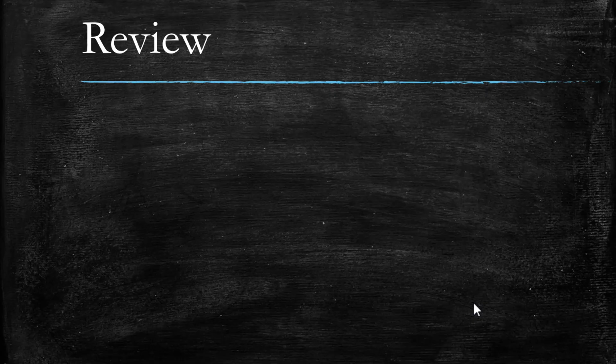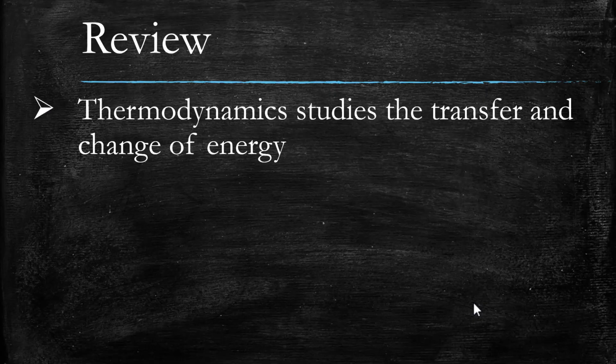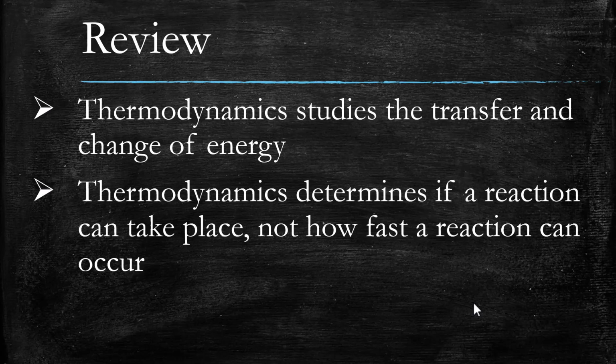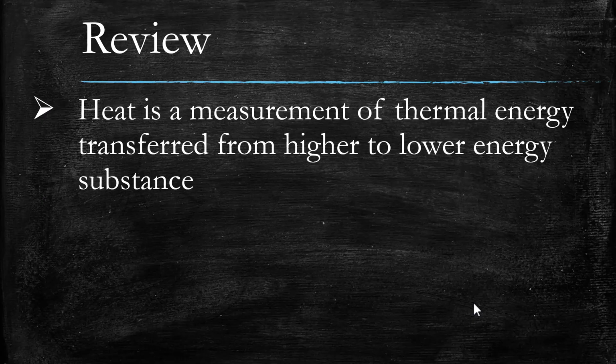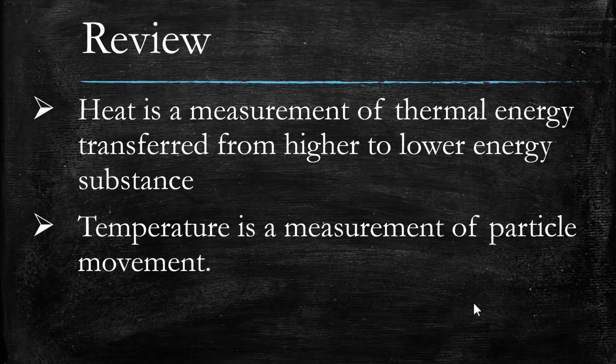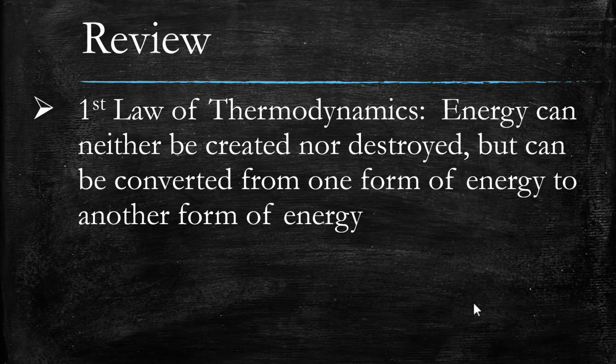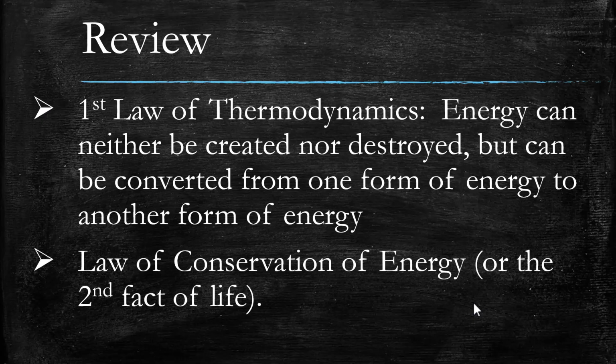To review the highlights, thermo studies the transfer and change of energy. It can determine if a reaction can take place, but not how fast the reaction can occur. Heat is a measurement of thermal energy, which is transferred from a higher to a lower substance, while temperature is a measurement of particle movement. In the first law of thermodynamics, energy can neither be created nor destroyed, but it can be converted from one form of energy to another form. This is known as the law of conservation of energy, or the second fact of life.